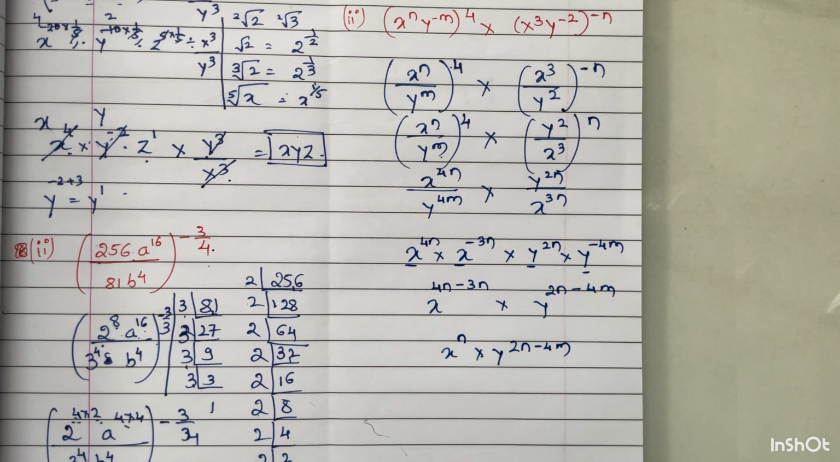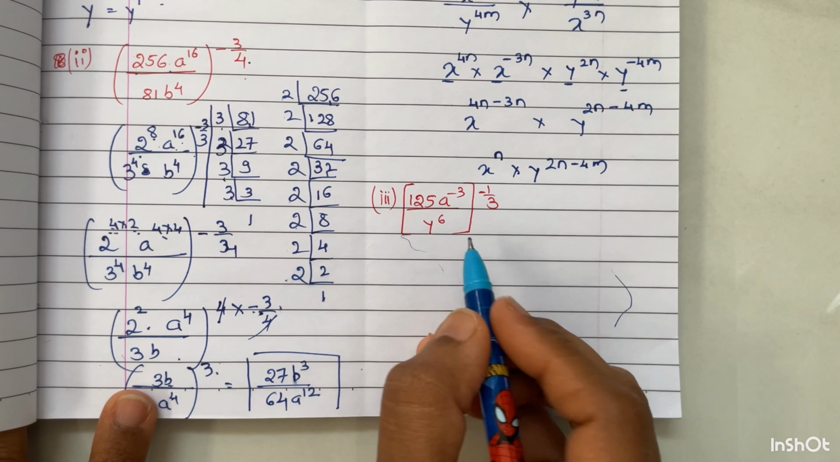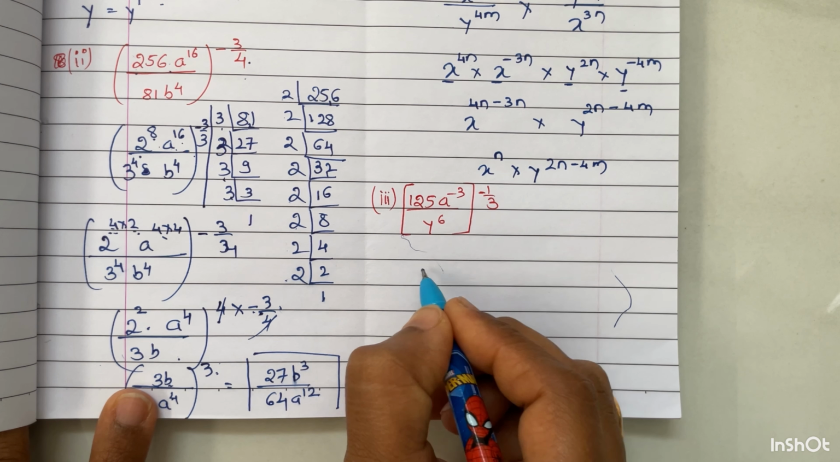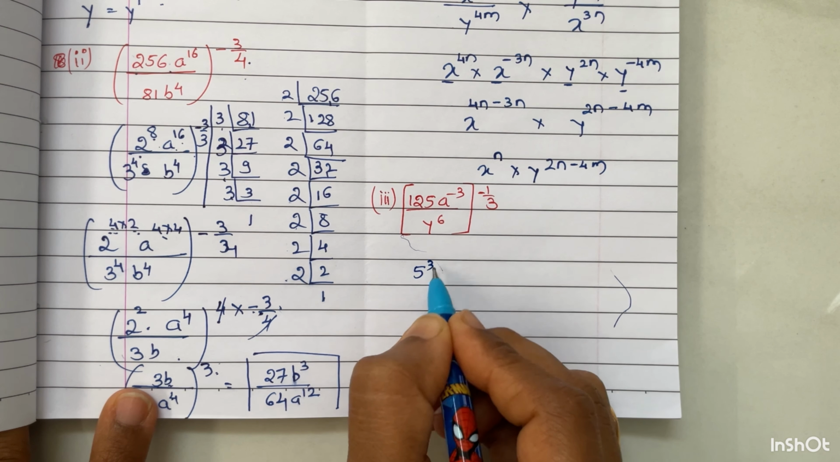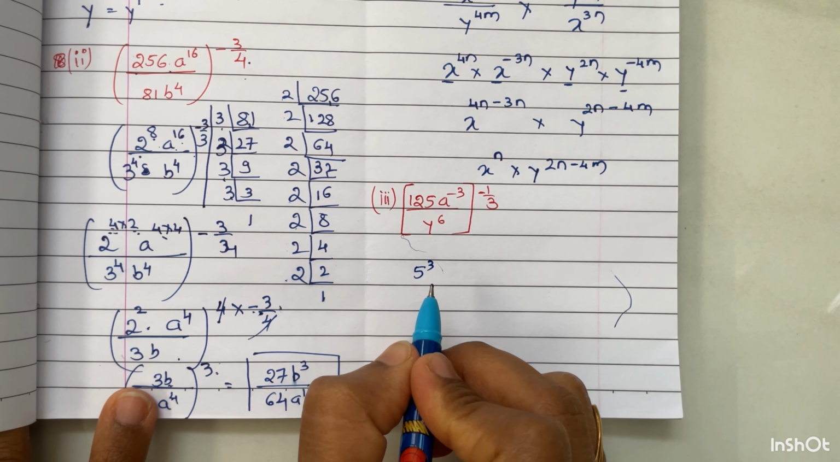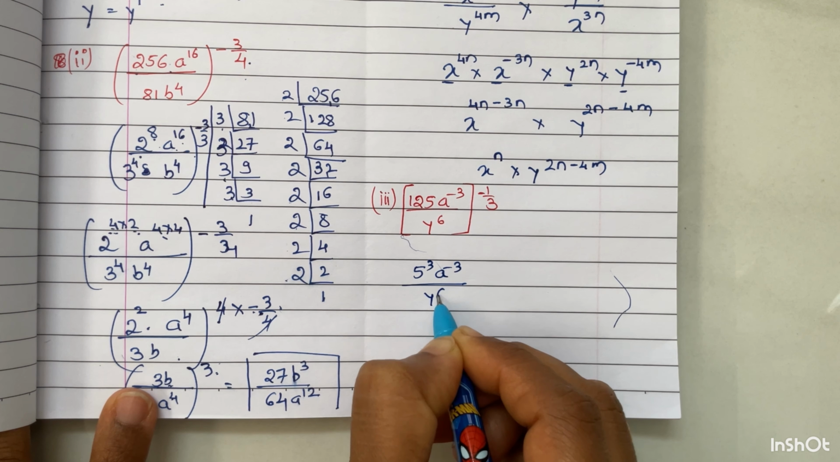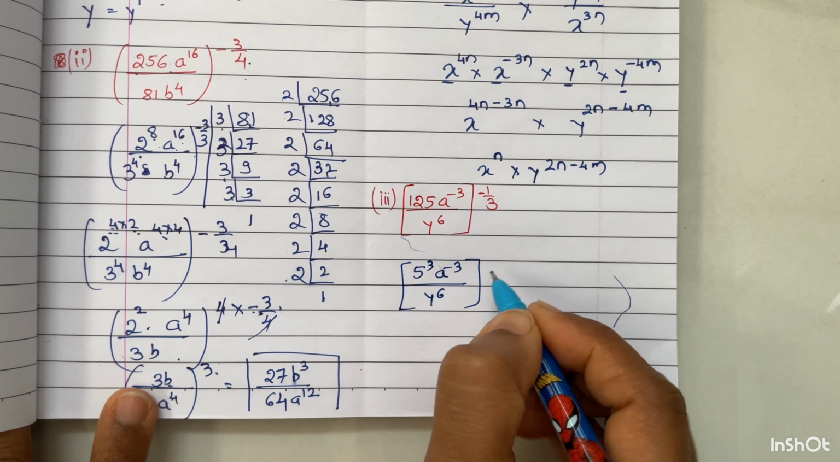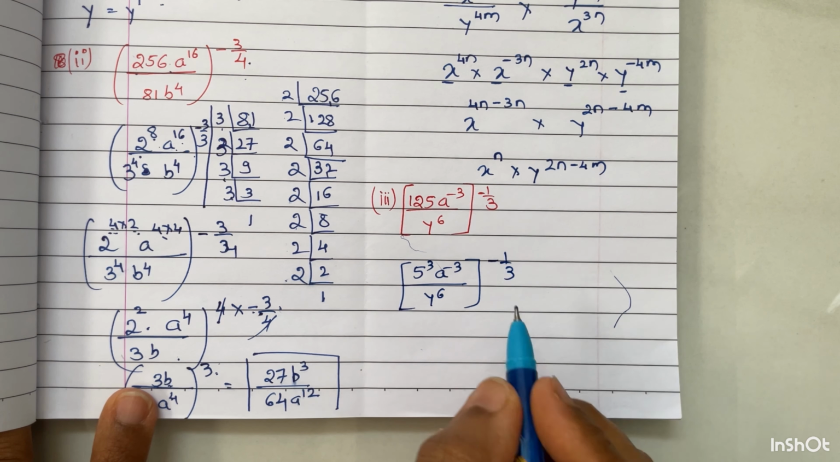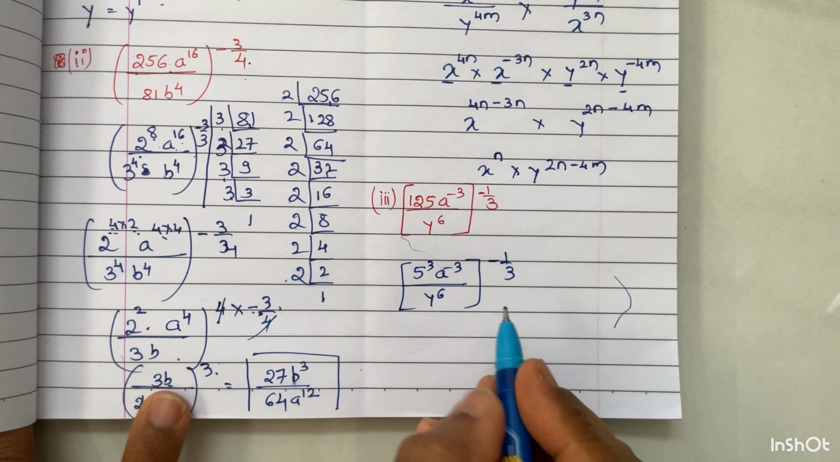Okay, now question number 3. In this question, see 125 we can write 5 raised to the power 3, right? So this we can find from the short division method. Now the remaining thing let me write as it is, 5 raised to the power 6, and here it is in a bracket raised to the power minus 1 by 3. See here, to make it positive, let me do the reciprocal of that.